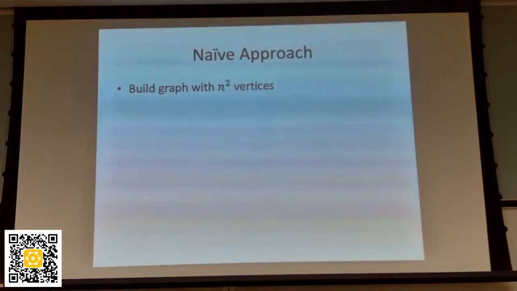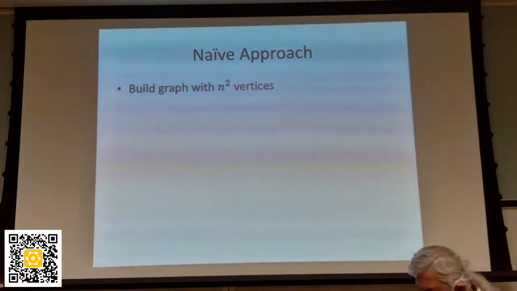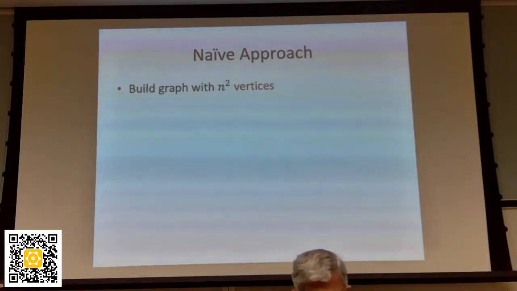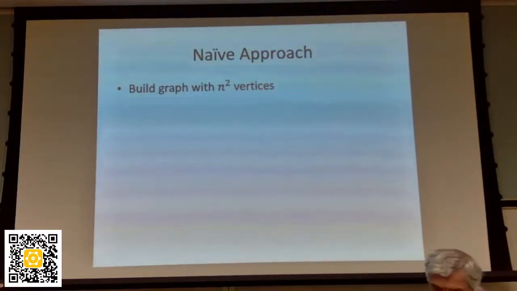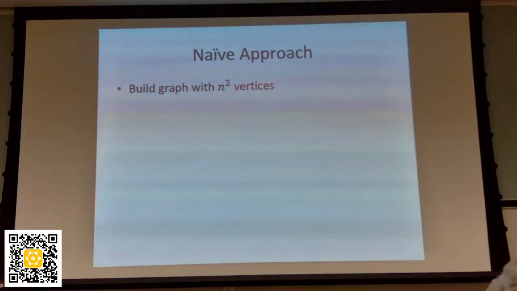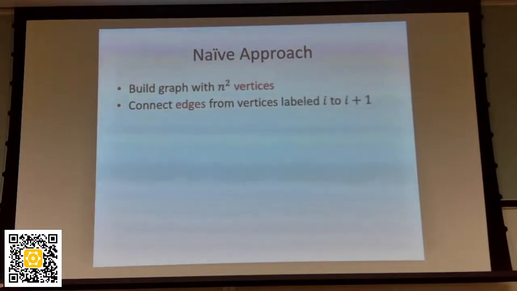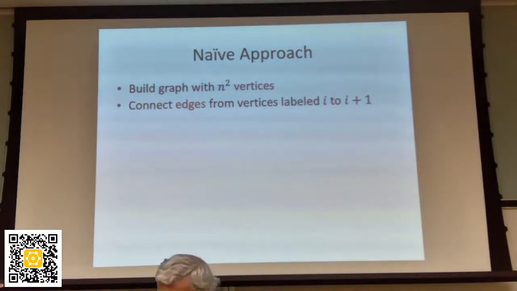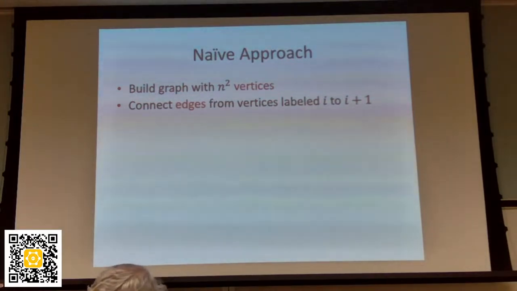So the naive approach says I have n squared cells. It's a grid of n by n, so there are n squared cells. I can again build a graph because what I want to look for is some path. So let's build a graph. And this graph can connect vertices that are labeled i to a vertex that's labeled i plus 1.